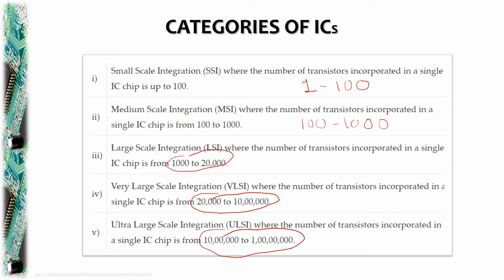So the categorization of ICs is purely based on the number of transistors incorporated in it. And keep in mind that we are talking about a single IC chip, right? So based on the number of transistors incorporated on a single IC chip, we categorize the ICs. So we have a total of 5 categories of ICs: SSI, MSI, LSI, VLSI and ULSI. Fine. So these are the different categories of ICs.